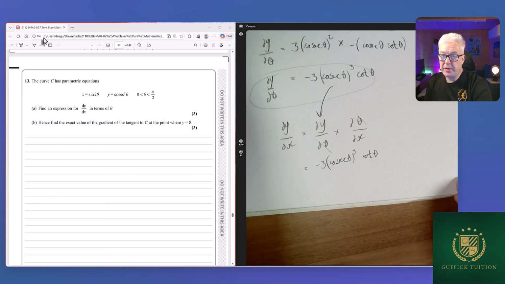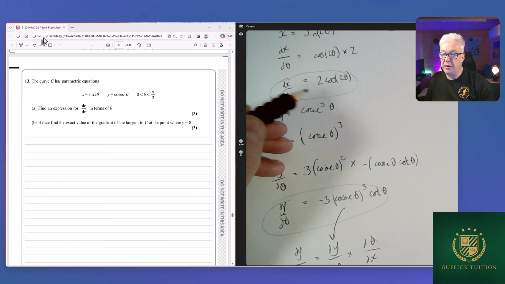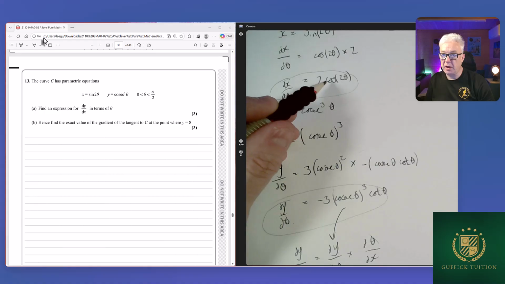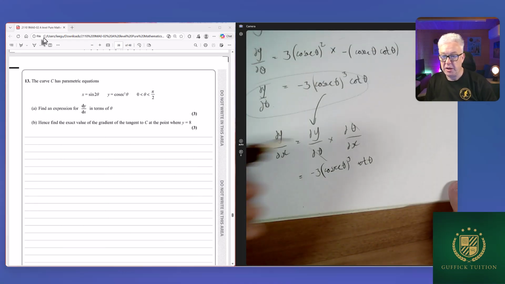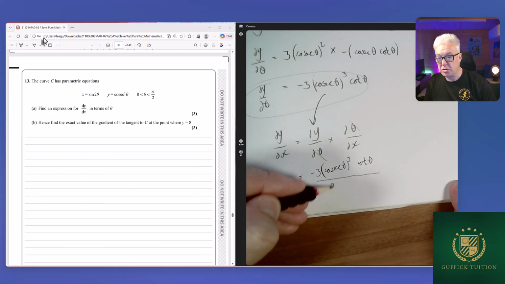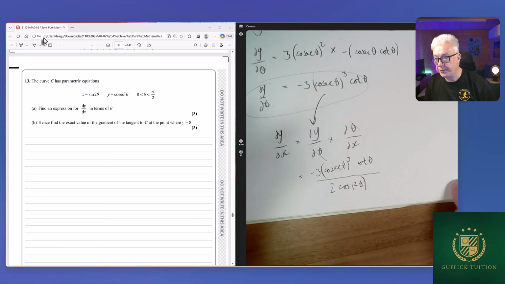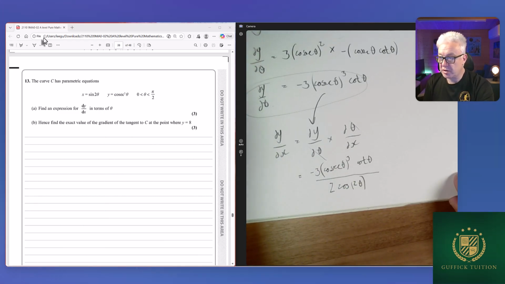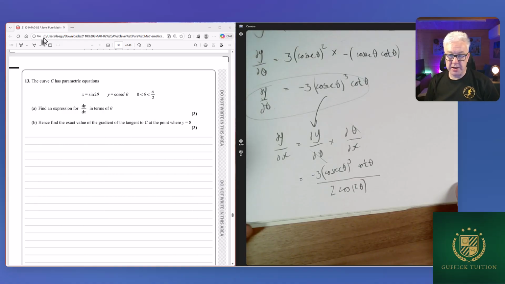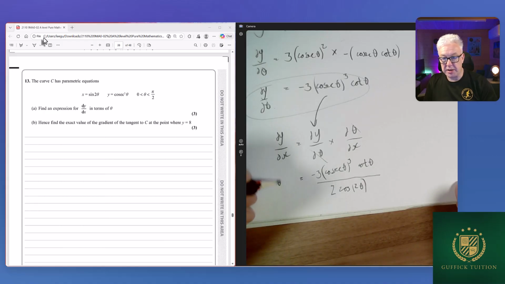And d theta by dx is 1 over this result we had here. So 1 over 2 cos 2 theta. Okay, and that's our expression for our dy by dx. And to be honest, I think we can just leave that as it is. I don't think there's any need to do anything more with that. So that's our dy by dx, and that's part A done.